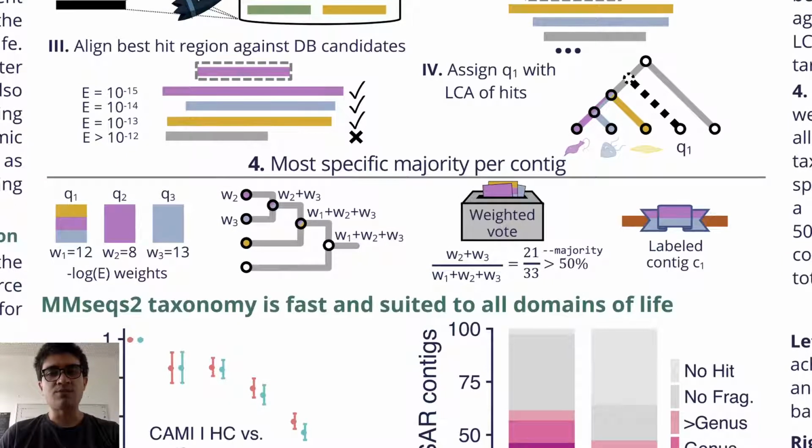In the last stage, we gather all assigned query labels for a contig and introduce a weighted voting procedure that gives the most specific taxonomic label that has a support of at least, by default, 50% of query fragments.